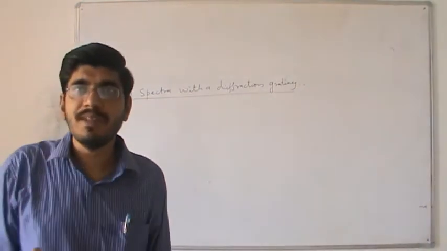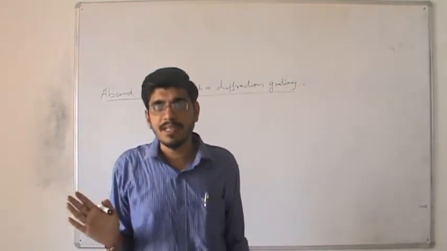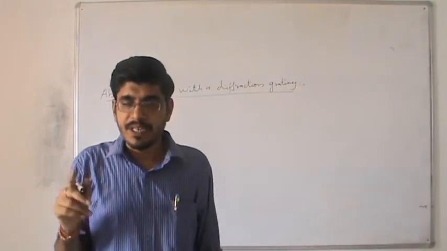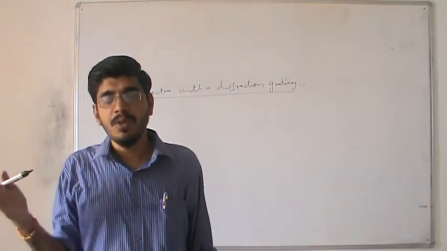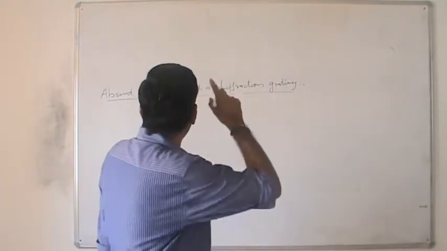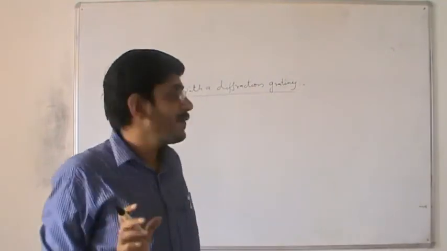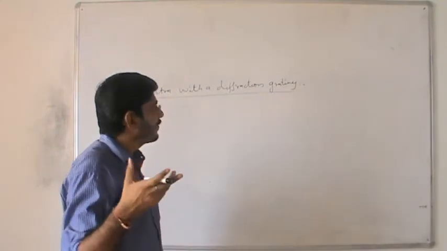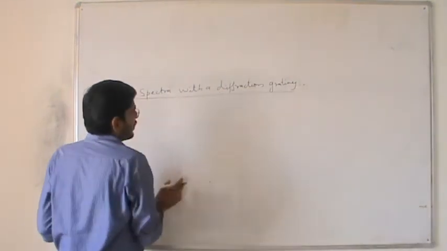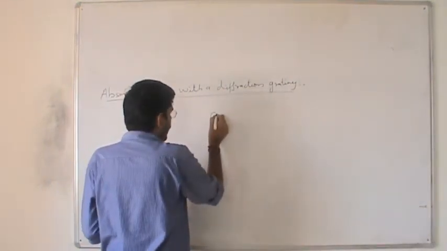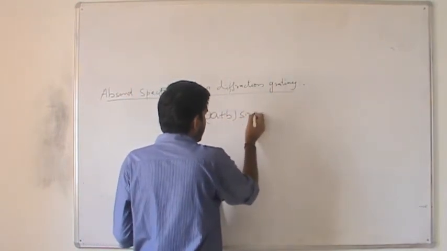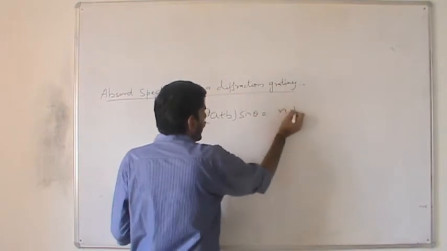So we have the two equations. One is (a plus b) sin theta equals n lambda, and another is (a plus b) sin(theta plus d theta) equals n lambda plus d lambda. On the basis of this we derive the absent spectra with a diffraction grating. So let's start with the grating equation. We know this is (a plus b) sin theta equals n lambda.